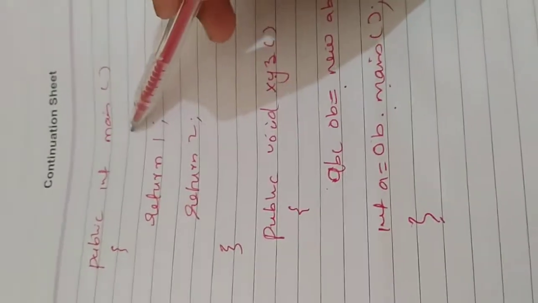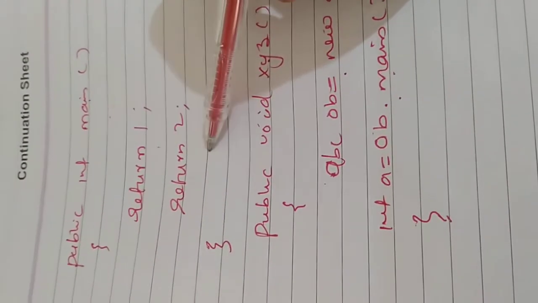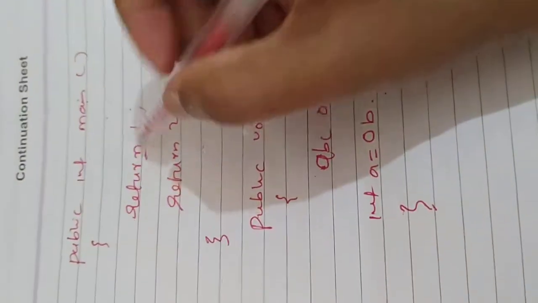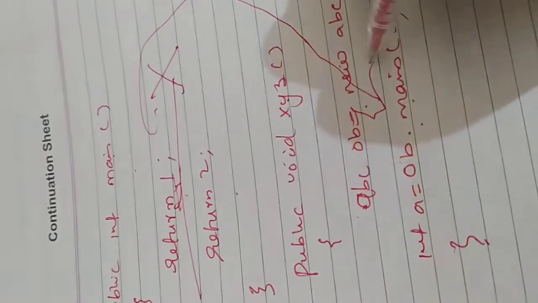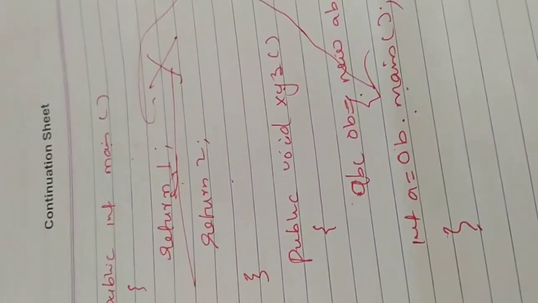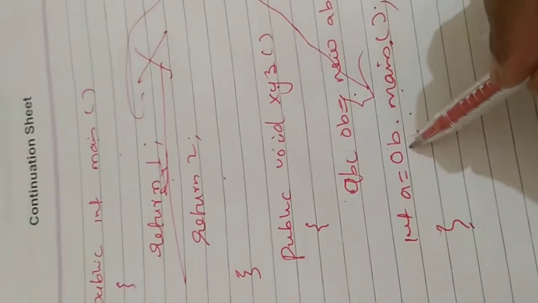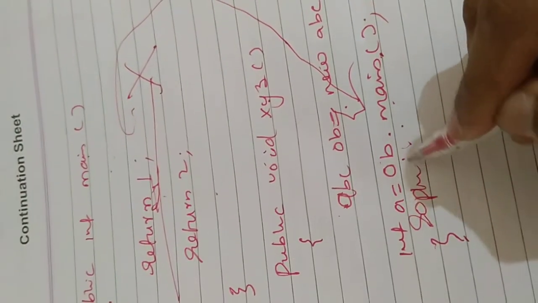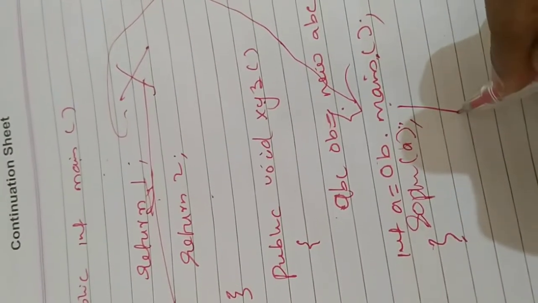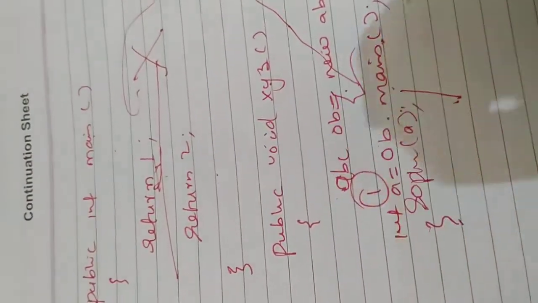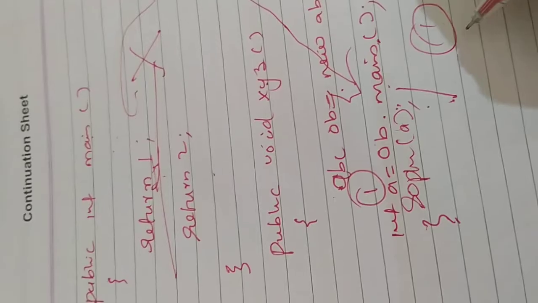So control goes to the main method, where I have two return statements. First, it will execute this return statement. Whenever it sees this return statement, the method execution stops here and the control goes back to the calling function, xyz. Then it will do whatever comes next. Suppose there is a println of a. Here a will be 1, so it will print 1.